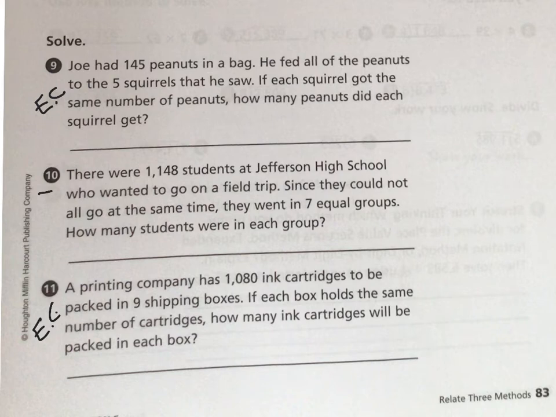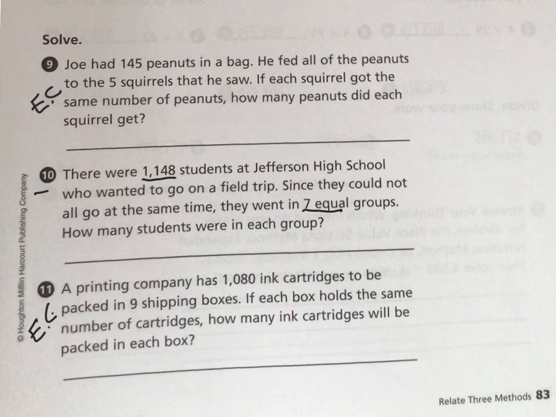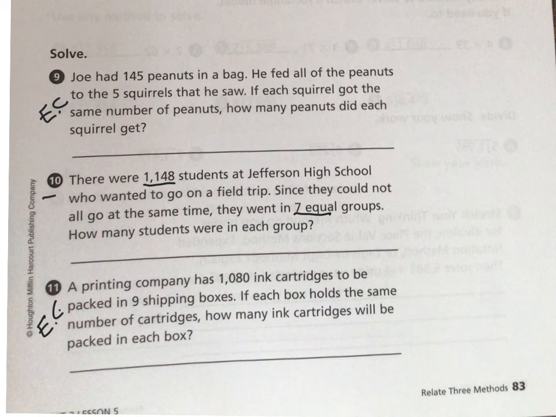There were 1,148 students at Jefferson High School who wanted to go on a field trip. Since they could not all go at the same time, they went in 7 equal groups. How many students were in each group? So that's why we have this nice space over here so that we can show our work. So we're going to put our number under the house.